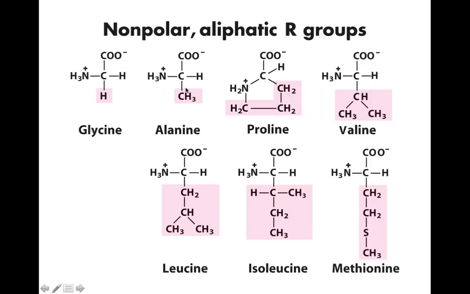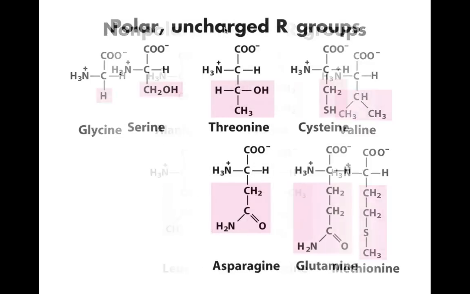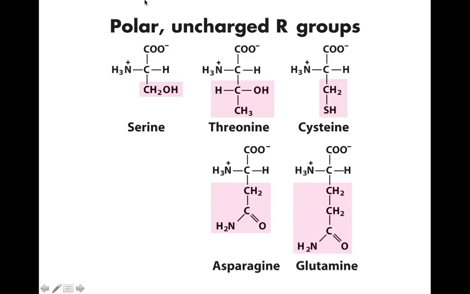This here that we just looked at were the non-polar aliphatic R groups. Now we have the polar uncharged R groups. They're polar molecules, but they are uncharged. One example is serine. Remember, all amino acids will have a hydrogen connected to the alpha carbon, a carboxyl group, and an amino group. Where they differ is the R group. The R group for serine is CH2OH.